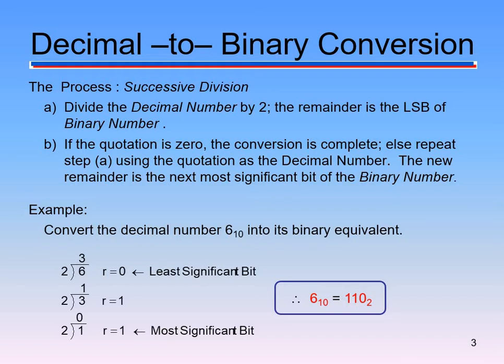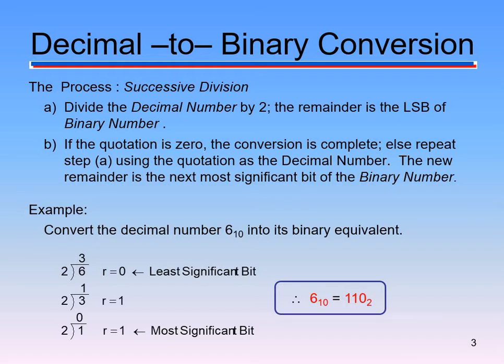It's just old school division, only we have to say that things go in evenly, and we either have a remainder or we don't. And that's how we write it. So we're going to do this example here. We're going to convert the decimal number 6 subscript 10. That 6 with a subscript of 10 is telling us that it is a decimal number.